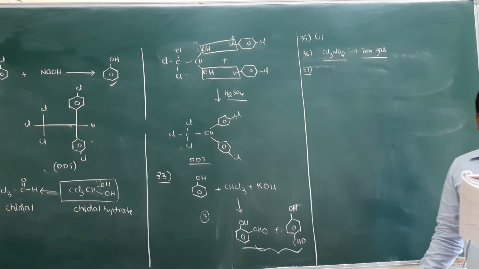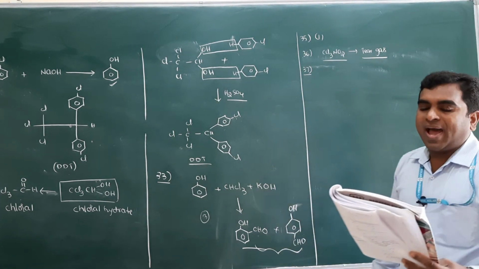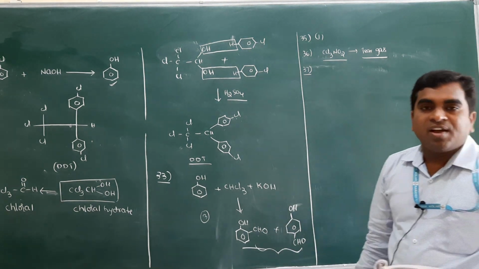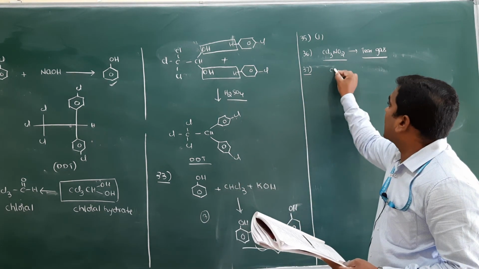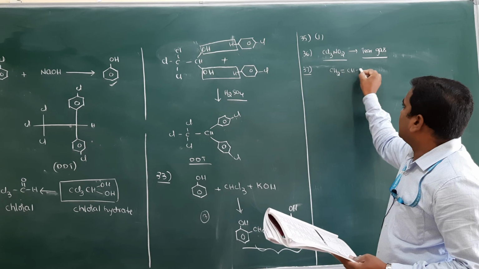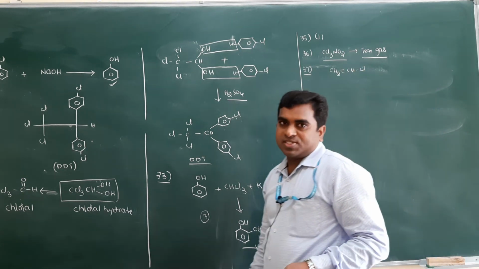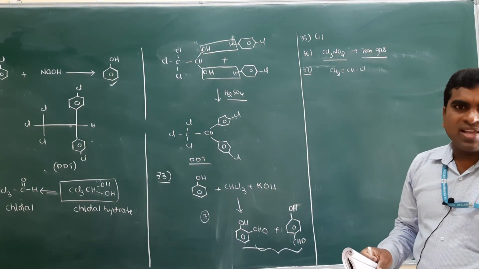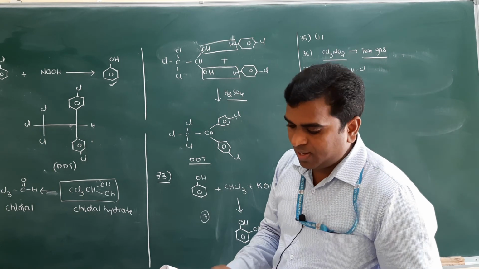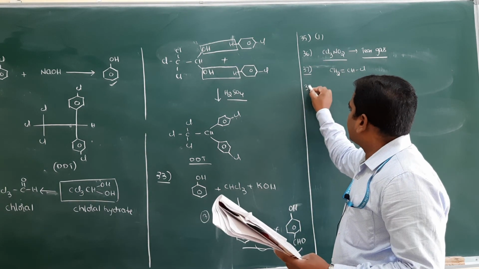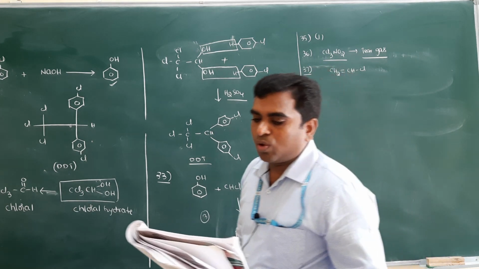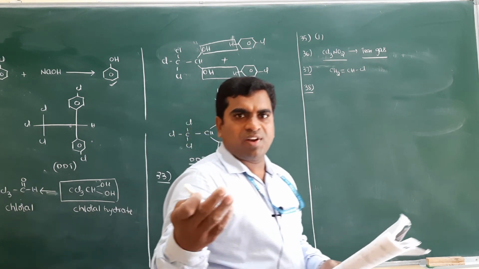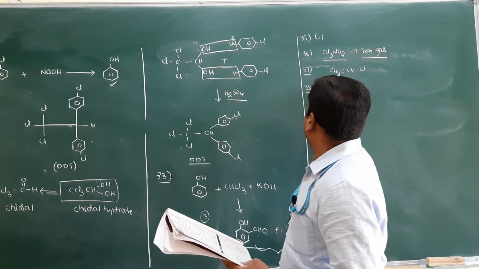Which is used in the manufacture of plastic? Clear? Which compound is used here? Vinyl chloride. Polymers, we have one chapter where we will read about this concept. Vinyl chloride, polyvinyl chloride, you know, plastics are mainly made up of that compound. Clear? Next one is 38, freons. Difluoromethane is used in refrigerators, we have already discussed.